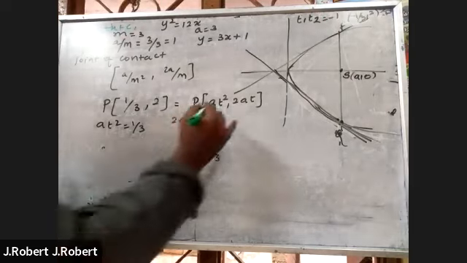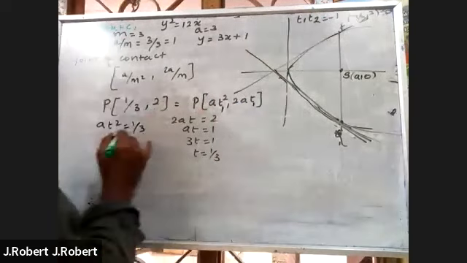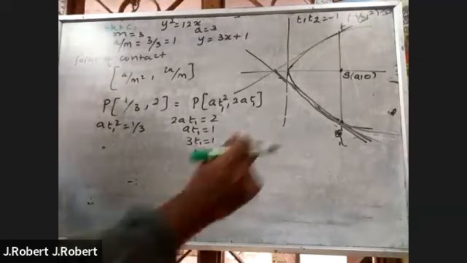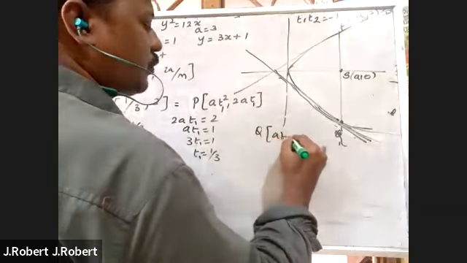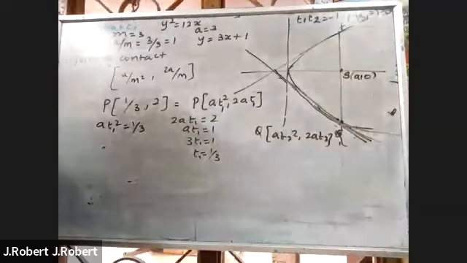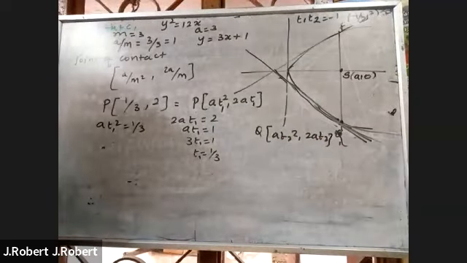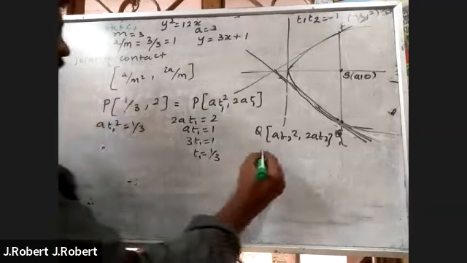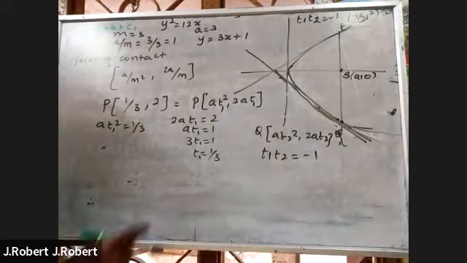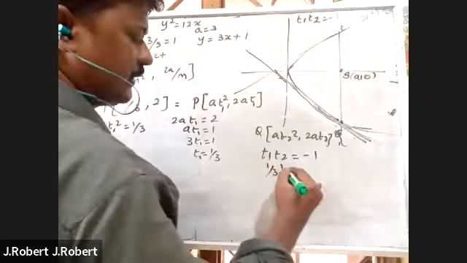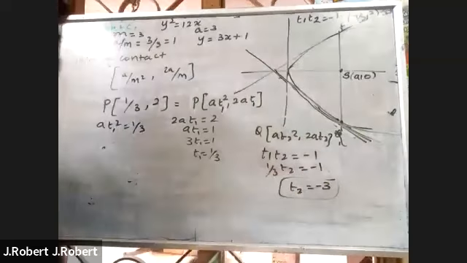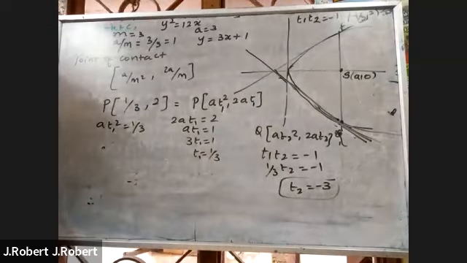Okay, now listen here. This is called at1 square, comma 2at1, so t1 is equal to 1 by 3. I need Q. Q is at2 square, comma 2at2. Since these are the ends of a focal chord, P is one end of a focal chord and Q is the other end, I can say t1 t2 is equal to minus 1. According to the standard result, t1 is 1 by 3, into t2 is equal to minus 1. So your t2 is equal to minus 3.